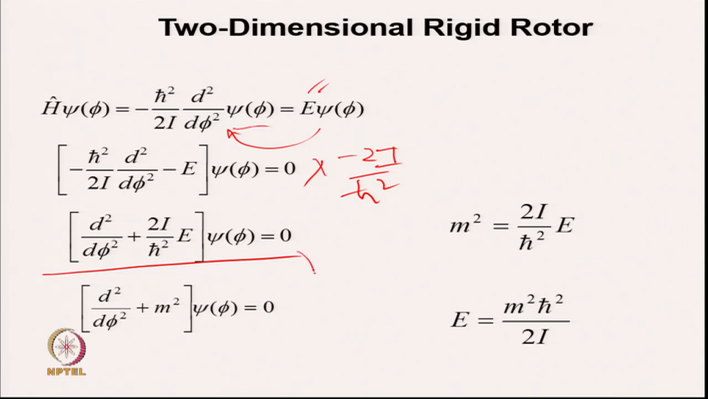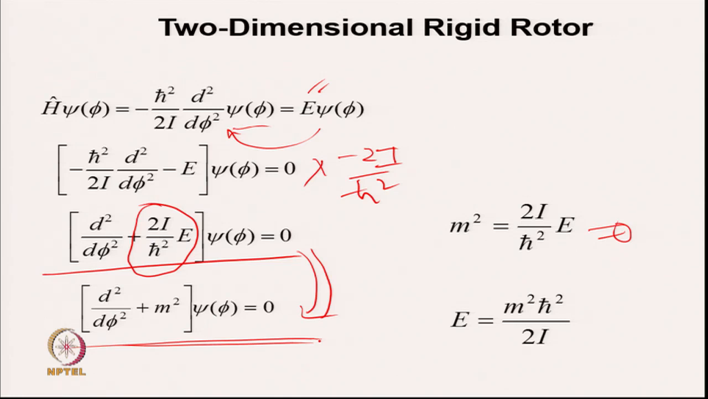We can express this equation as another simplified equation, where you can assume that 2 I by h bar square times E is equal to m square. That is an assumption we make. And if you do that, the solution of this equation is well known. Here we have assumed that 2 I by h bar square into E is equal to m square, and that can be used to calculate the energy of your two-dimensional rigid rotor.